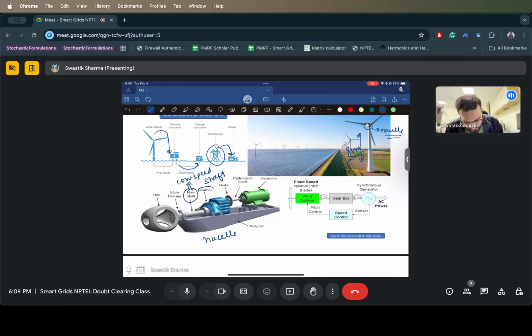Then we have a gearbox. The gearbox is designed to increase the speed of the turbine rotation, right? Let's say that your wind blades rotate very slowly.